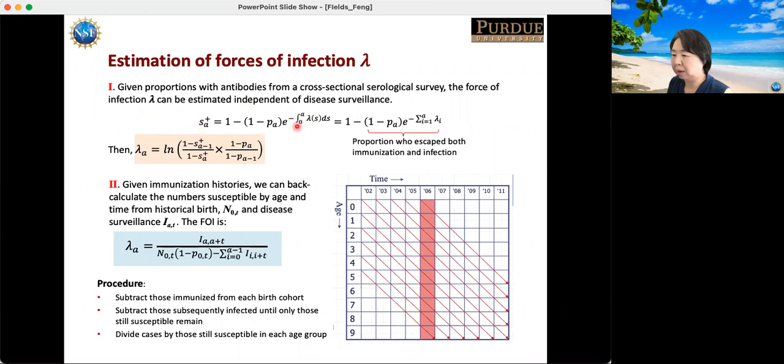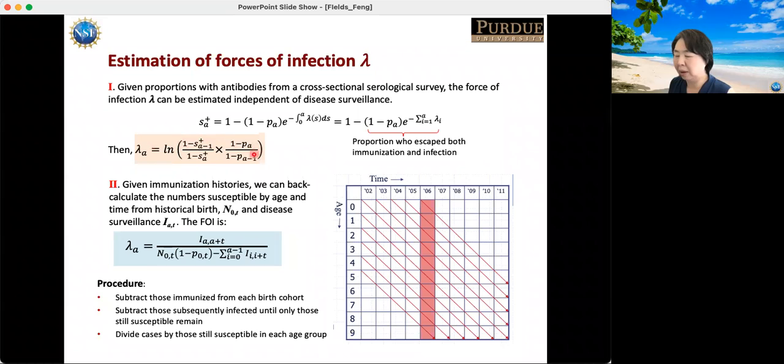Then if we discretize this, since most of the time your data will be discretized, given age groups or given time periods or given locations, we assume that within each group the force of infection is the same. Earlier when I showed you the ODEs, you did have the discrete force of infection. So this requires some kind of approximation: you assume within each group they have the same force of infection. Then you can derive the connection between the force of infection and the serology S.